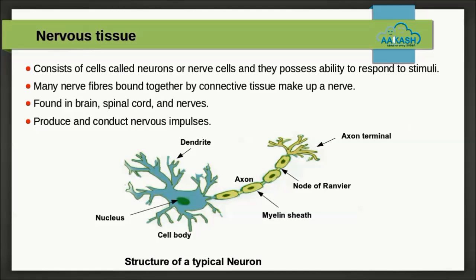Nervous tissue. It consists of cells called neurons, or nerve cells, and they possess the ability to respond to stimuli. Many nerve fibers bound together by connective tissue make up a nerve. These are found in the brain, spinal cord and nerves. The important function of these cells is to produce and conduct nervous impulses. The given diagram shows the representation of different elements of a typical neuron.